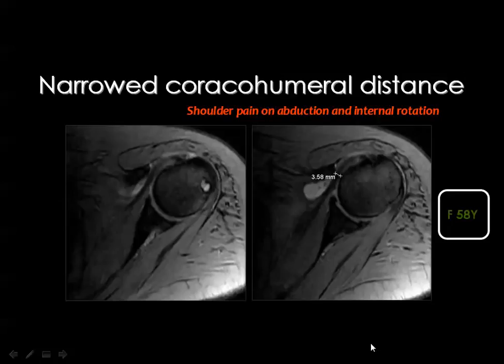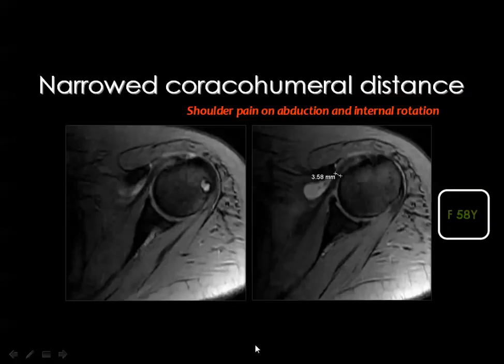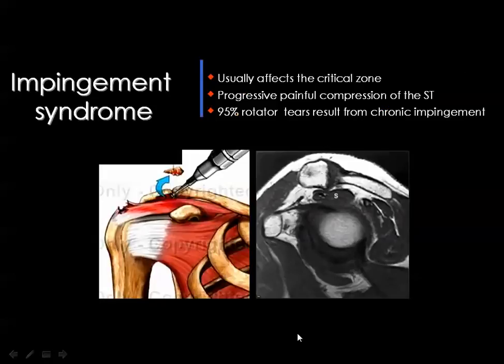Then the diagnosis of subcoracoid impingement depends on the measurements of the distance between the coracoid and the humeral head. If it is smaller than 8 millimeters, then you consider this. And as I have mentioned, if you look carefully at the subscapularis tendon, it may be normal, but sometimes you get degenerative changes and even tears of the tendon itself.